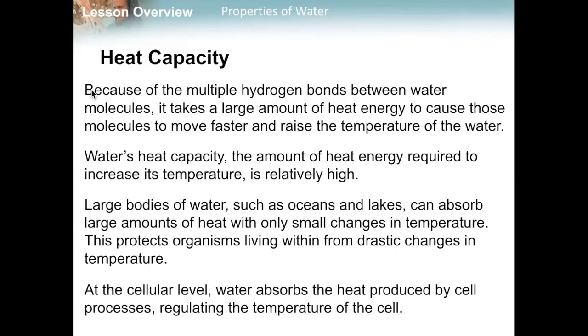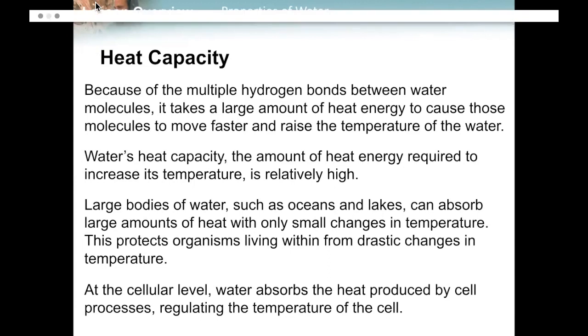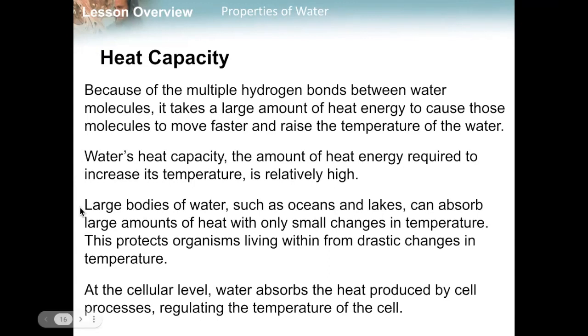Water also is unique because it has a heat capacity that is quite high. Because of the multiple hydrogen bonds between water molecules, it takes a large amount of heat energy to cause those molecules to move faster and raise the temperature of water. Water's heat capacity, the amount of heat energy required to increase its temperature, is relatively high. Large bodies of water, such as oceans and lakes, can absorb large amounts of heat with only small changes in temperature. This protects organisms living within from drastic changes in temperature. At the cellular level, water absorbs the heat produced by cell processes, regulating the temperature of the cell.